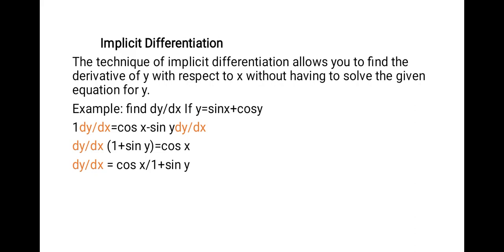Example: find dy/dx if y is equal to sine x cosine y. So, dy/dx is equal to cosine x minus sine y times dy/dx. So dy/dx multiplied by 1 plus sine y is equal to cosine x. So, dy/dx is equal to cosine x all over 1 plus sine y.